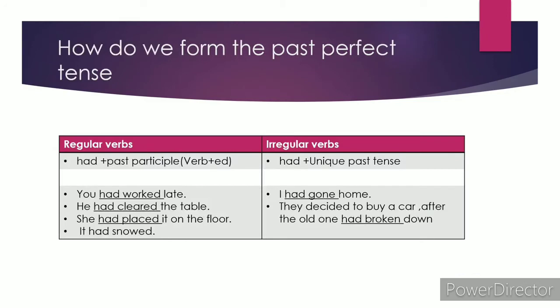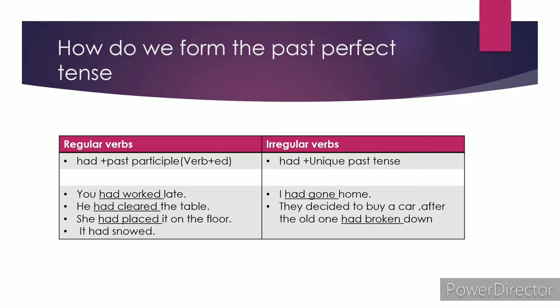Now let us see how to form the past perfect tense. For regular verbs, it is had plus past participle. That is, verb plus ed. Examples, you had worked late. He had cleared the table. She had placed it on the floor. It had snowed.